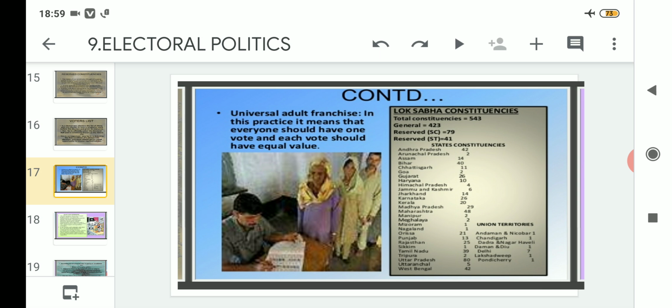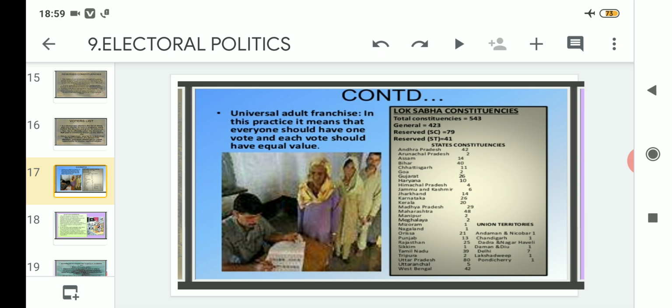Then comes Madhya Pradesh. Madhya Pradesh is situated in the heart of India. That is also known as Central India because it is situated in the middle of the Indian map. So in terms of area, Madhya Pradesh is quite big, and it has 29 constituencies. That means 29 MPs will be representing in the Lok Sabha through the state of Madhya Pradesh.